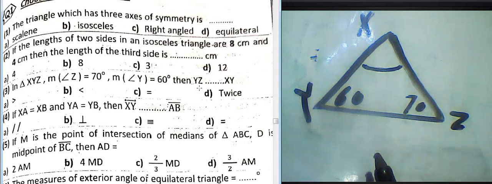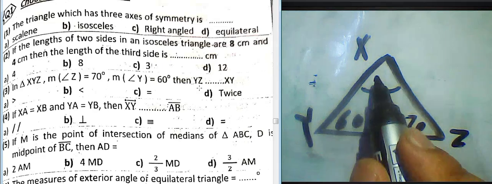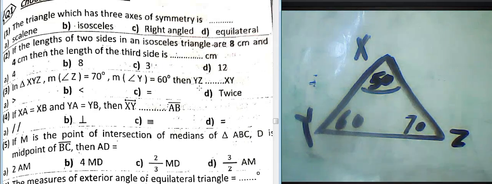70 plus 60, subtract from 180. 60 plus 70 equals 130. The result will be 50, because 50 plus 70 plus 60 equals 180, and we know the sum of the interior angles in a triangle equals 180.